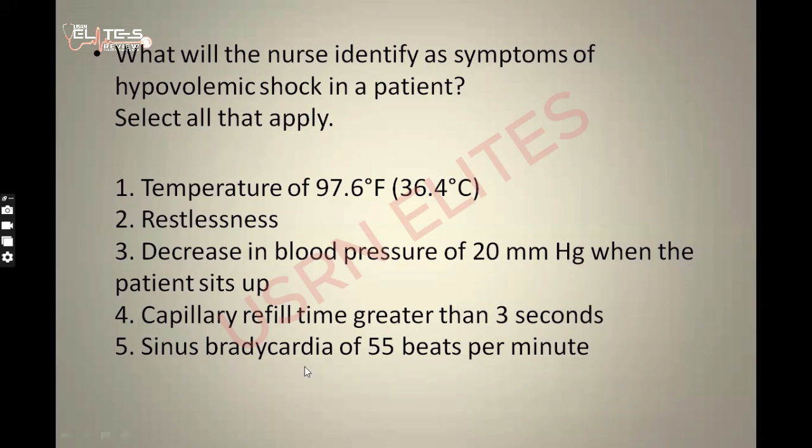In the first one, can we add it? No. If no, why? Because the temperature goes down rather than extremely up. Restlessness, will it be there? Yes, because there is poor blood perfusion. Decreased blood pressure, yes. This is more like orthostatic hypotension, right? So that is there.